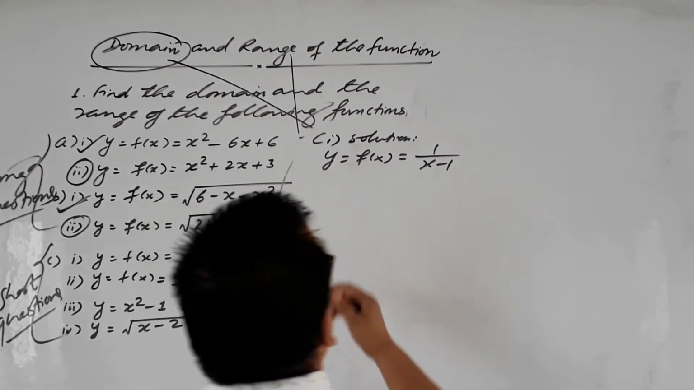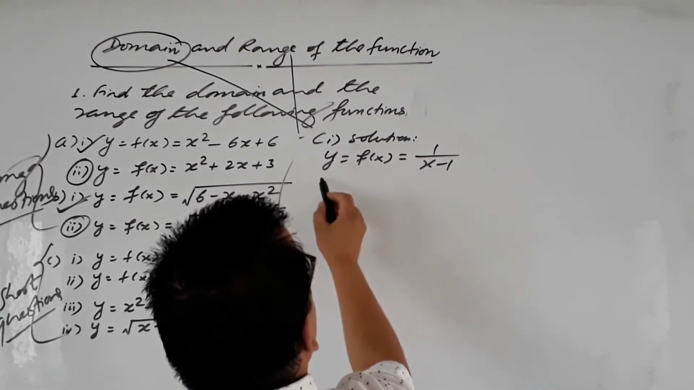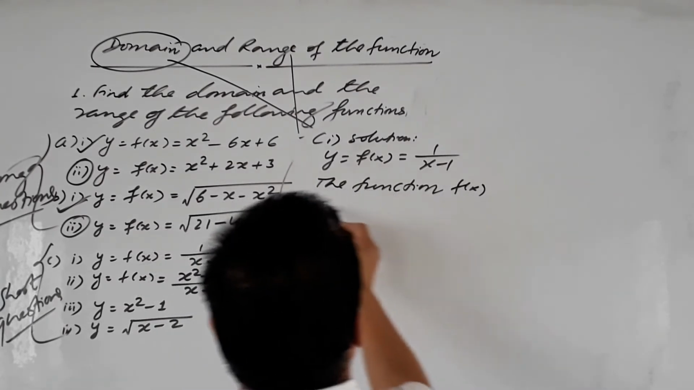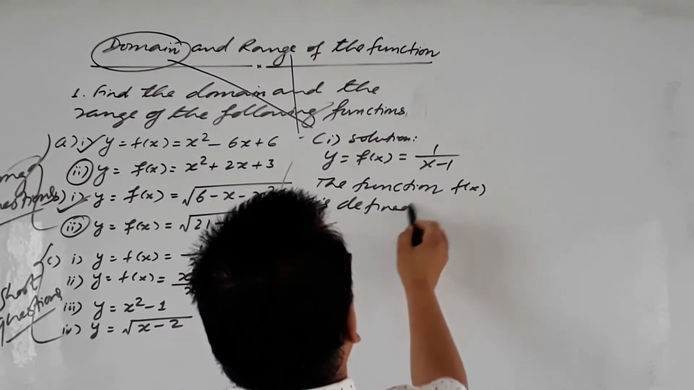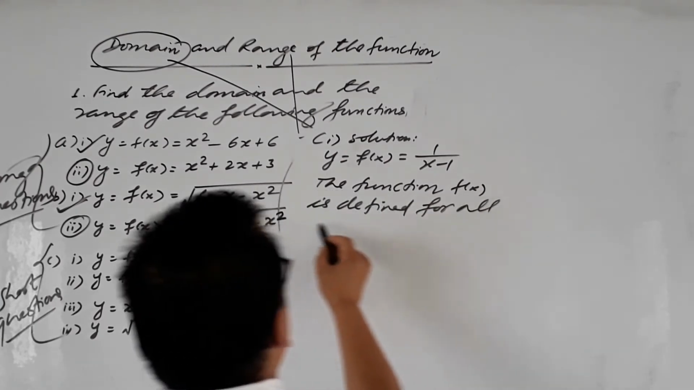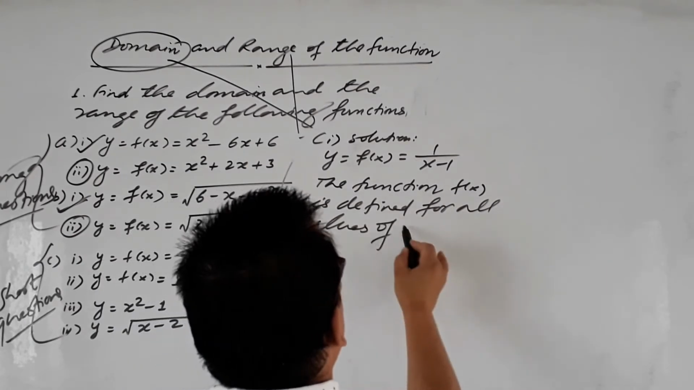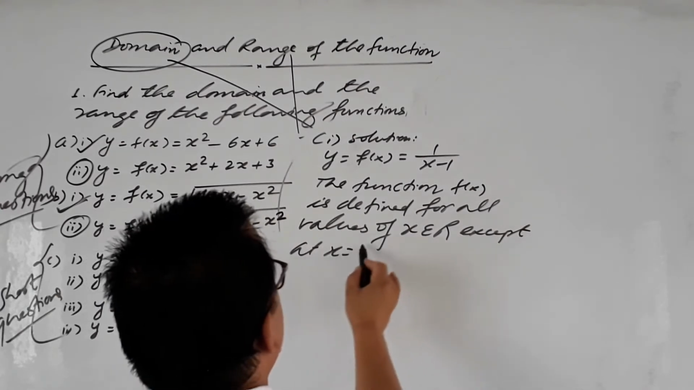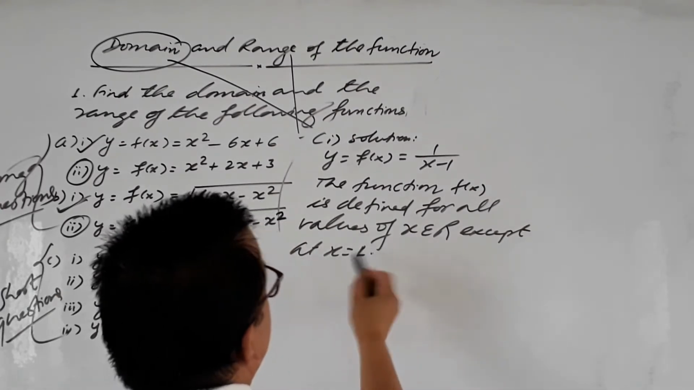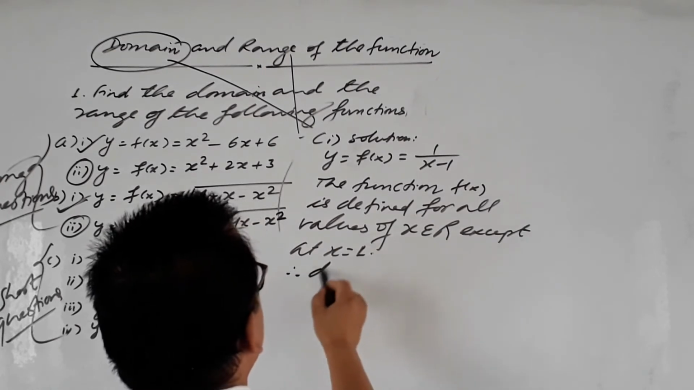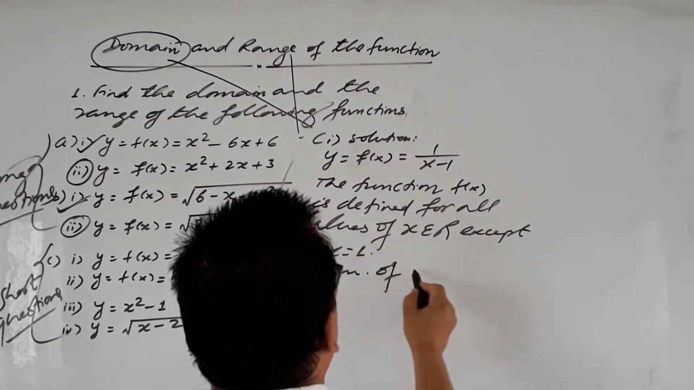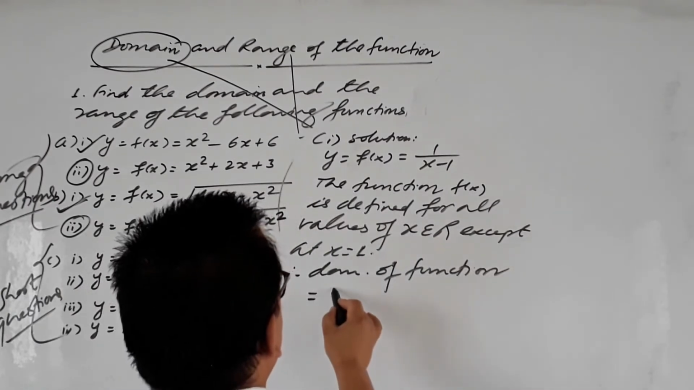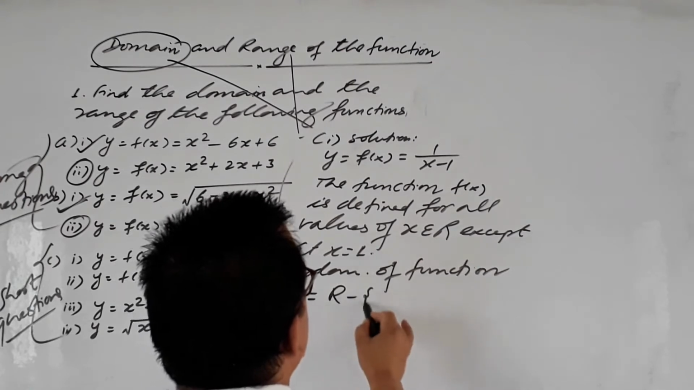So the function we'll write like this. The function f of x is defined for all values of x belonging to R, except at x equal to 1. We have to remove 1, so therefore it is clear. Domain of function equals R minus the set of 1.